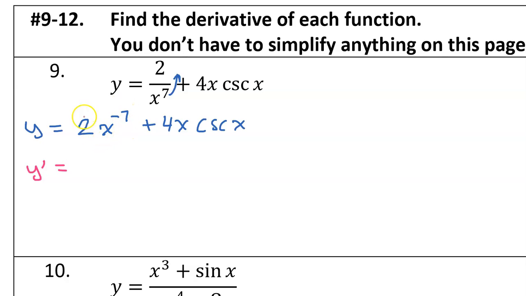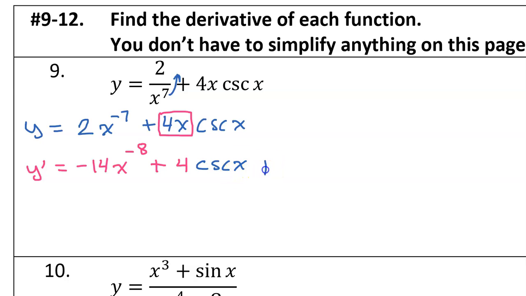So for this first term, I'm going to do the power rule. Negative 7 times 2, so that's negative 14x. I reduce this power by 1, so that's to the negative 8 power, plus. Okay, this is going to be the product rule. So for my first time through here, I'm going to take the derivative of the first factor, and I'm going to leave the second factor alone. So the derivative of 4x is 4, and I leave the second factor the way it is, cosecant x. This is the product rule.